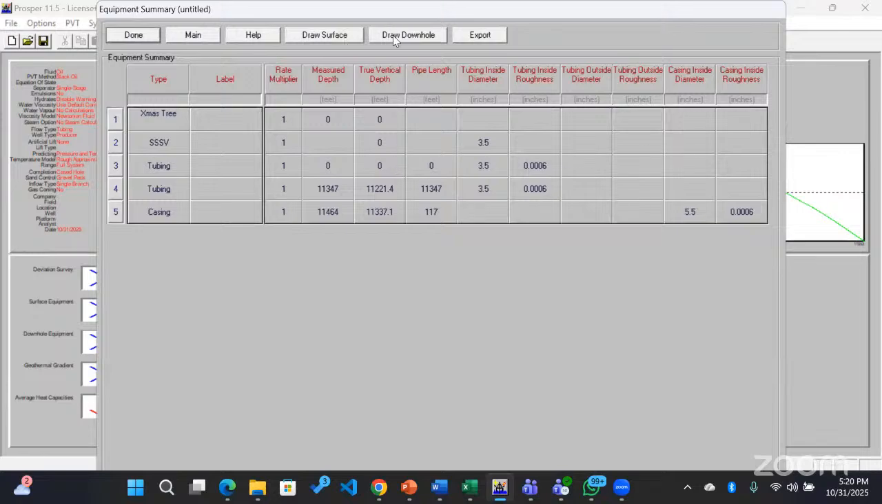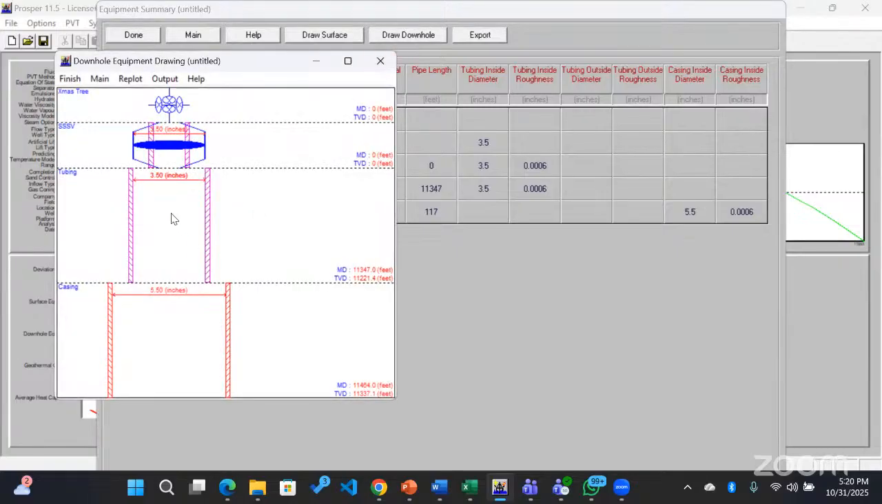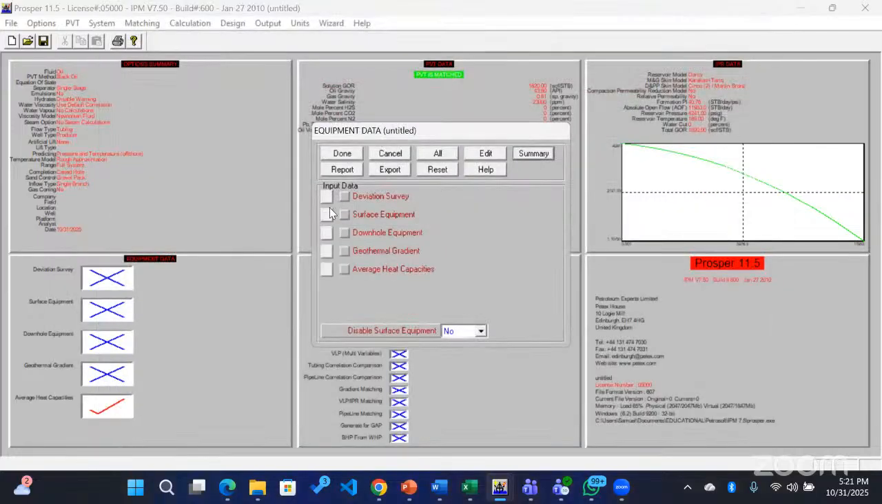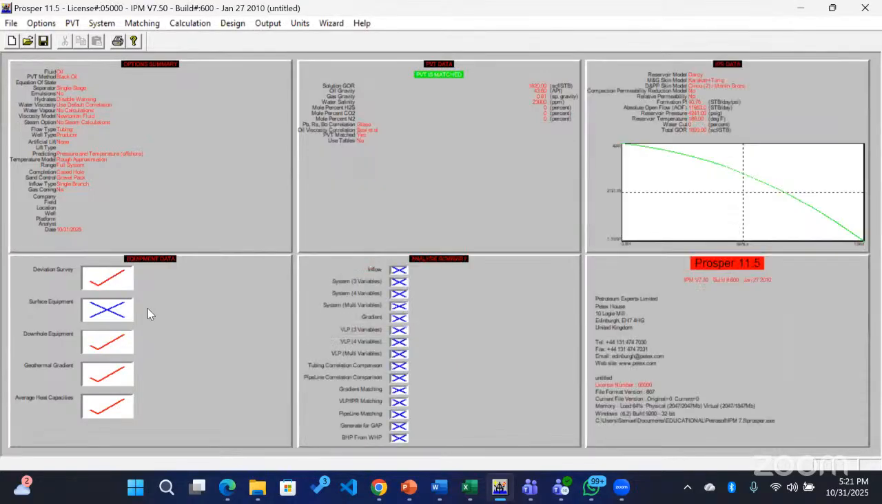Then we can visualize what we have here by drawing, go to draw downhole. So you can see this is our SSSV, subsurface safety valve, 15-inch. Then this is how it looks. Then our tubing 3.50, then casing to the measured depth. So this is our downhole equipment, and at the surface is a schematic of your Christmas tree. So having done that, finish, then done, then done. So we have our equipment data.